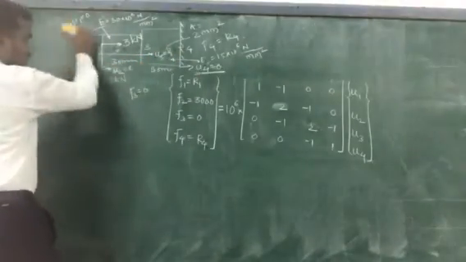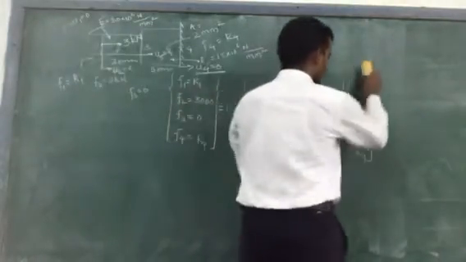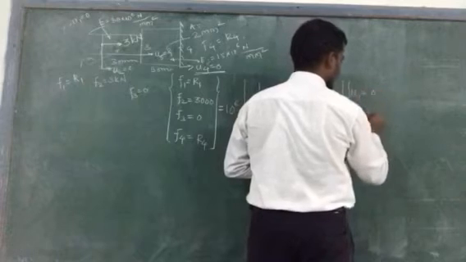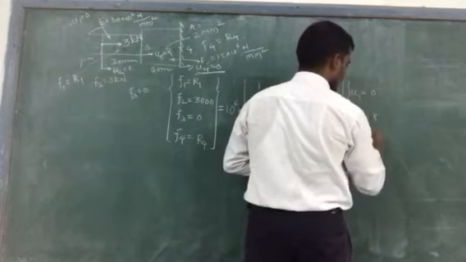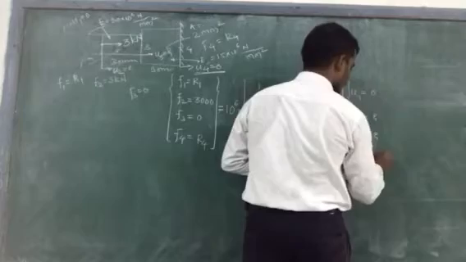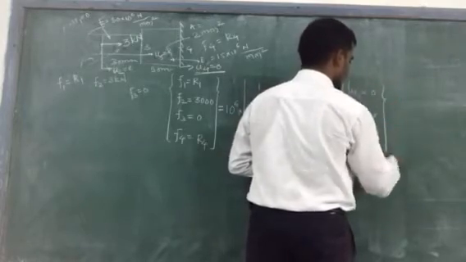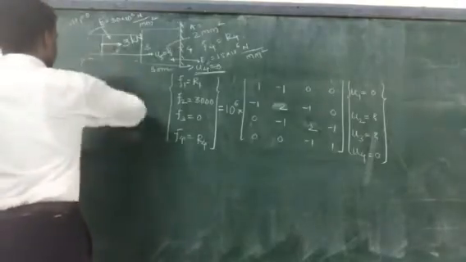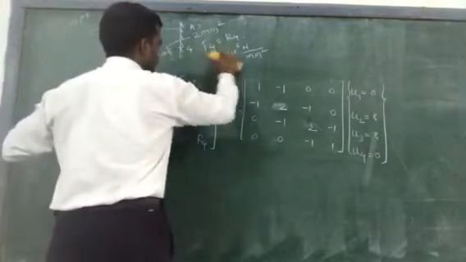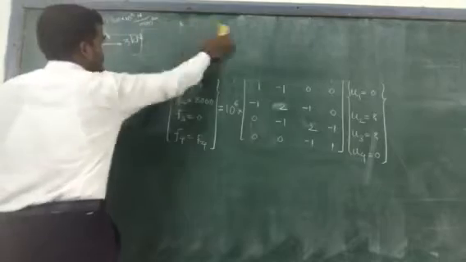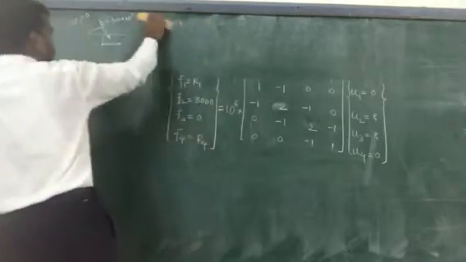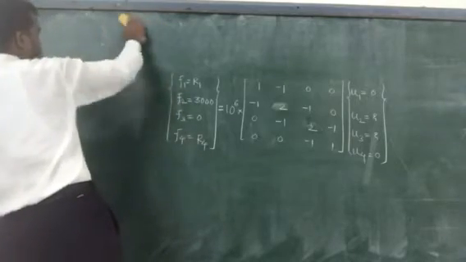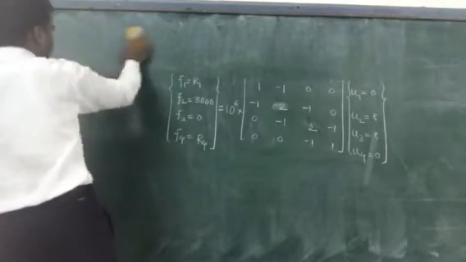So U1 is equal to 0, U2 is unknown, U3 is also unknown, and U4 is equal to 0. This is your boundary condition. Now next thing is what? Now apply the elimination approach. That's your elimination approach to get the displacement values.